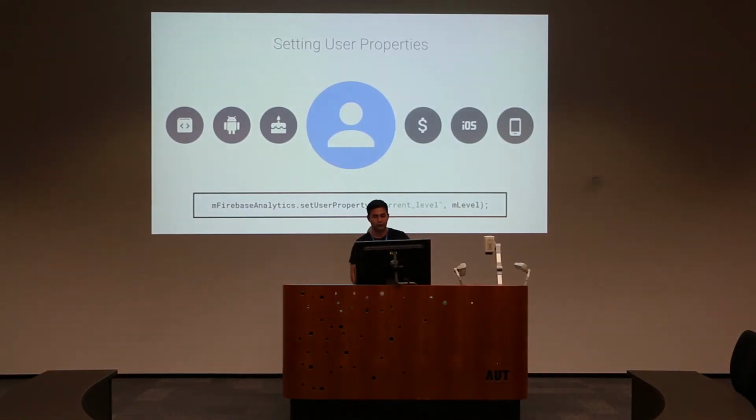But this is how simple it was to integrate. It was one line of code utilizing the user property feature, and it just increases the level value by 1 every time the user progresses to the next level. So you can then create audiences back in Firebase based on that level.